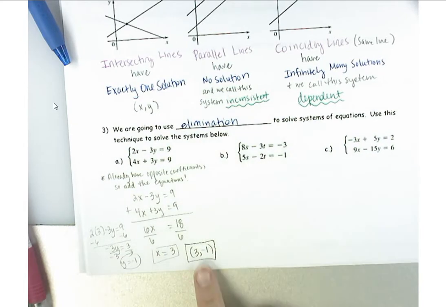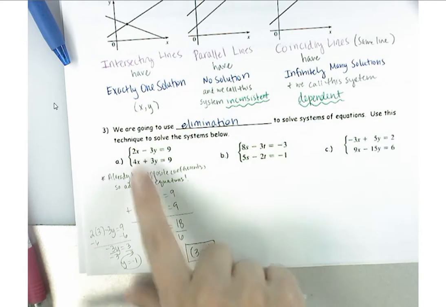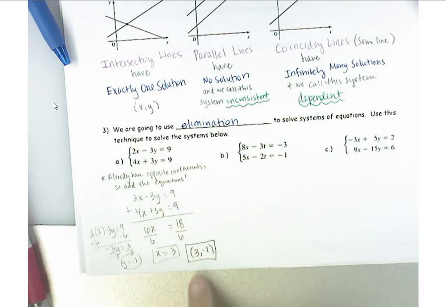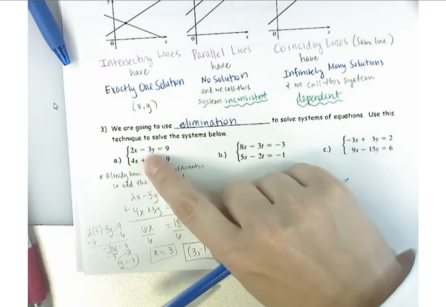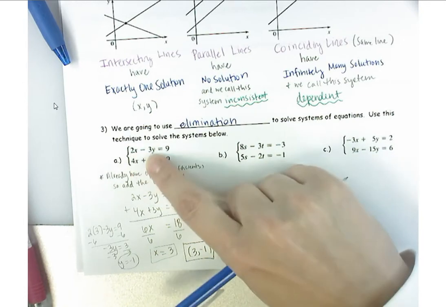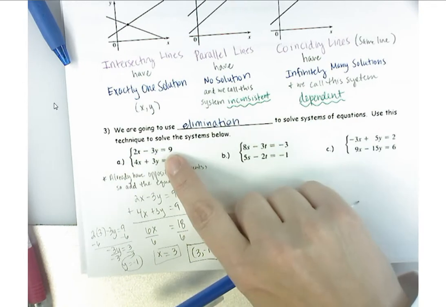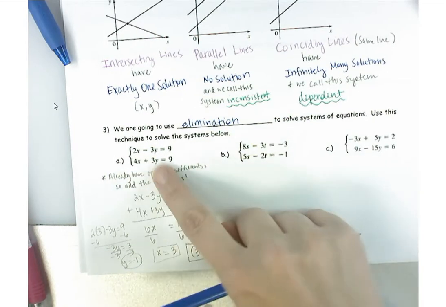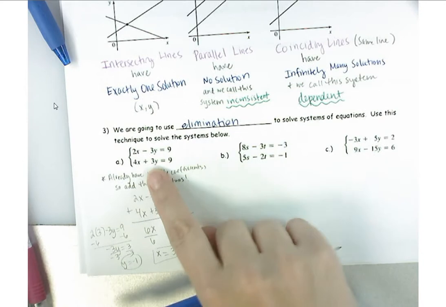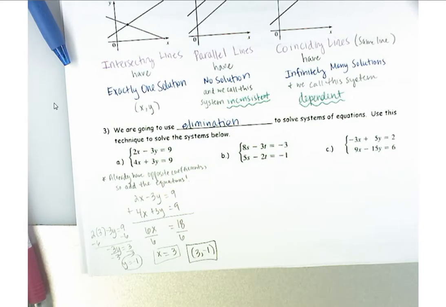Okay, and then once you have your solution, if you plug it back in, both statements should be true. So 2 times 3 is 6. A negative times a negative is a positive, so this would become plus 3. 6 plus 3 is 9. Yes. 4 times 3 is 12. 12 minus 3 when I multiply by negative 1 is going to be 9. Yes. Okay, so I know that those work for both.